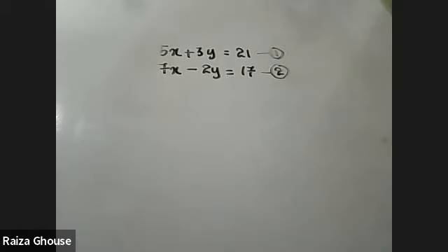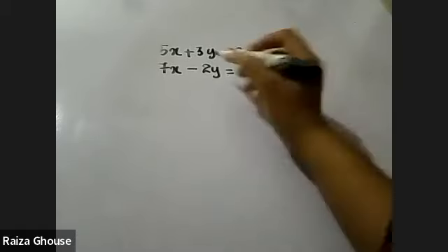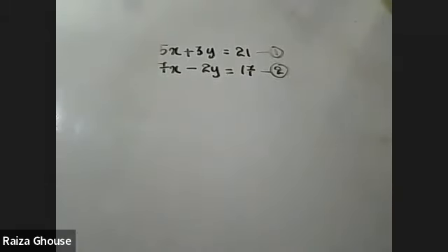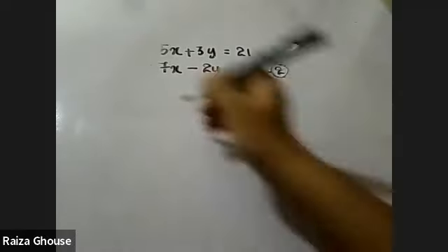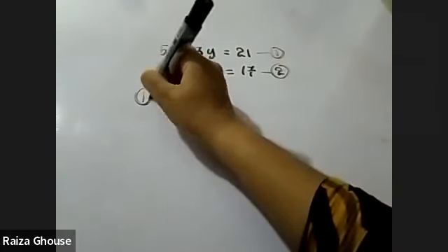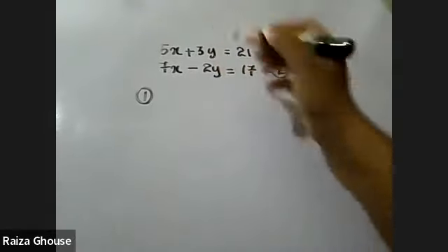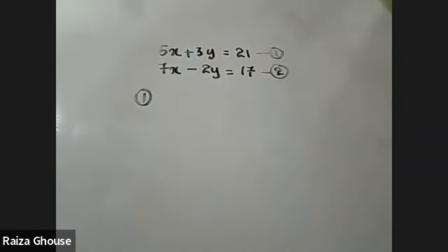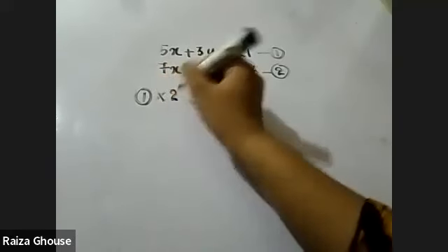So what we can do here is make 3y and 2y as 6y, because 3 times 2 and 2 times 3 is 6. Or else you can make 7x and 5x as 35, 7 times 5 is 35. So 35 is a little bit of a big number. So rather than going to 35, in our first equation we can make 3y as 6y. If you want to make 3y as 6y, what should we do? Multiply by 2. First equation should be multiplied by 2.